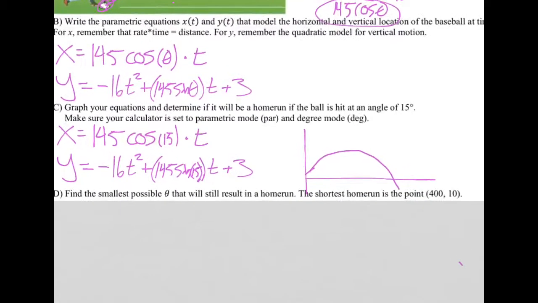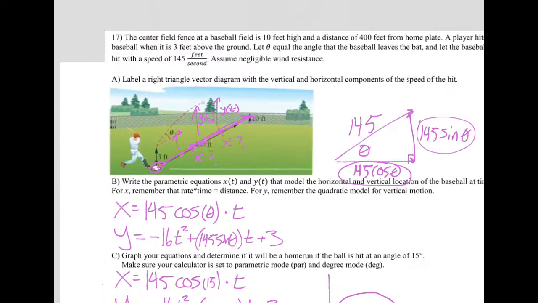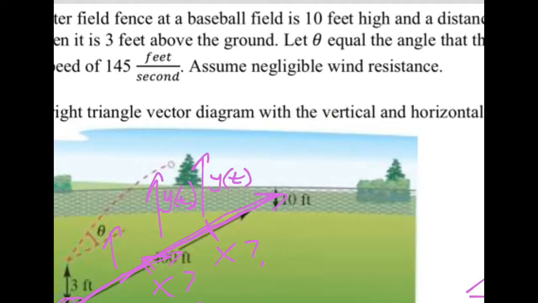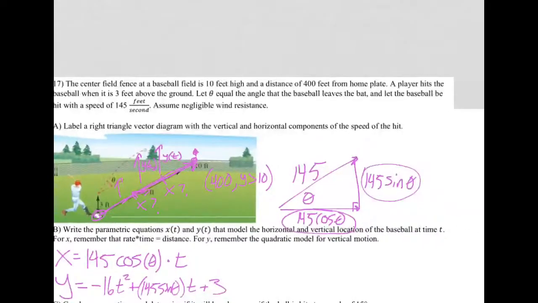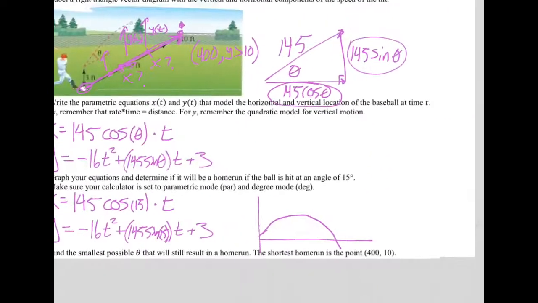But how do we now use a calculator to determine if this was actually a home run or not? Well, think about what a home run means. Home run means that when the X value is 400, the Y value is something that is greater than 10, because we need to be above that 10-foot high fence. We want our baseball up there. So how are we going to determine if that is the case?